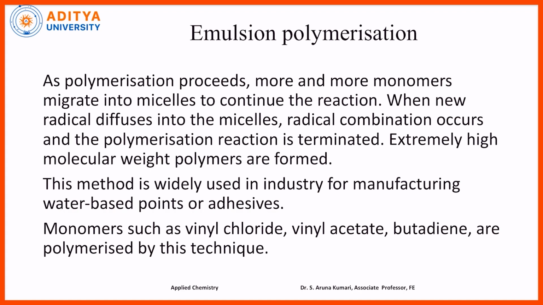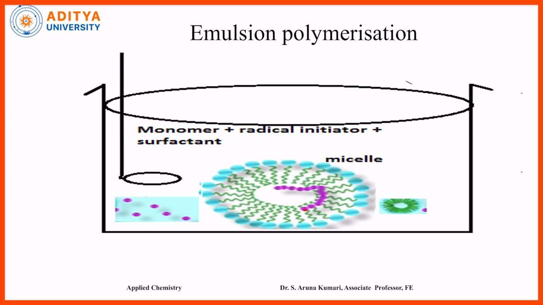We see that in this emulsion polymerization, extremely high molecular weight polymers are formed. This method is widely used in industry for manufacturing water-based paints or adhesives. Monomers such as vinyl chloride, vinyl acetate, butadiene are polymerized by this technique.